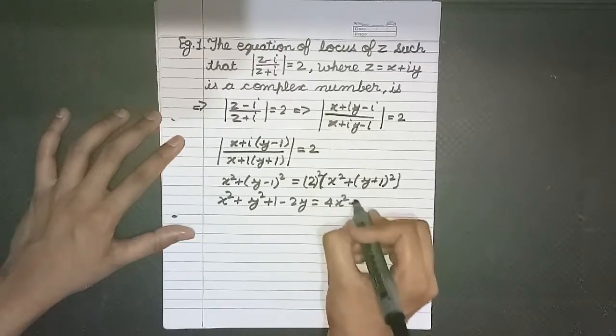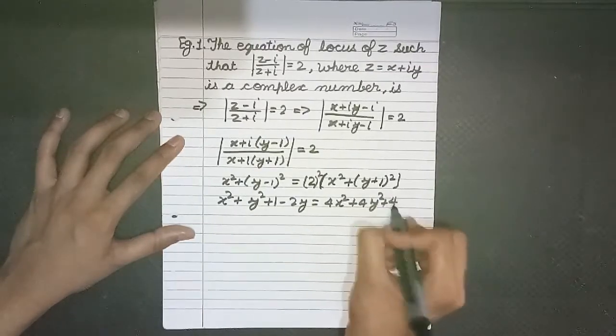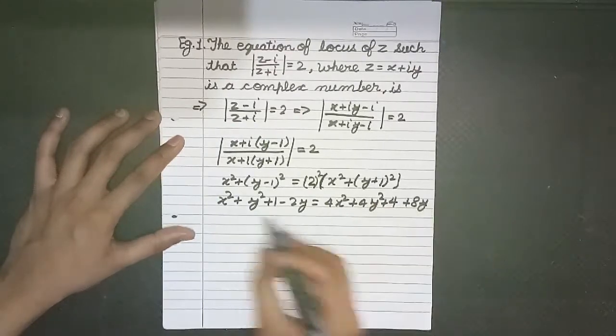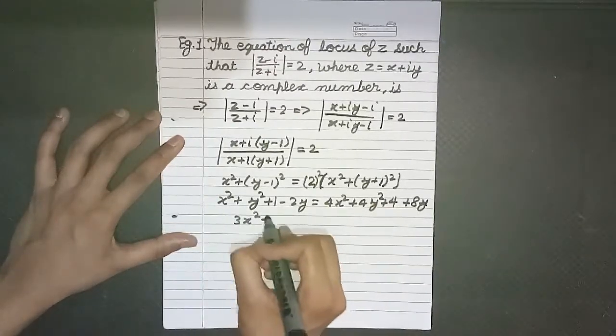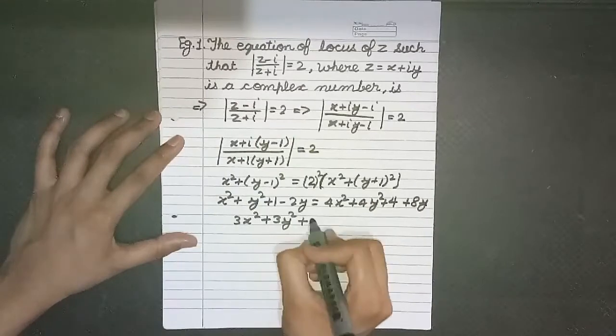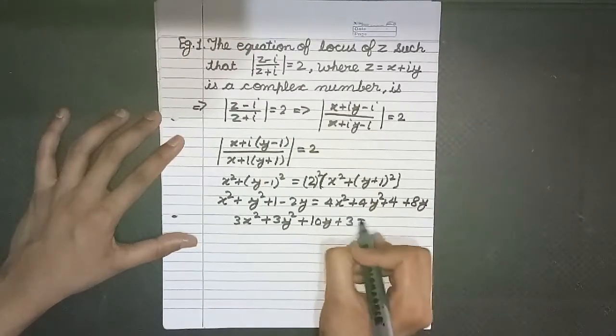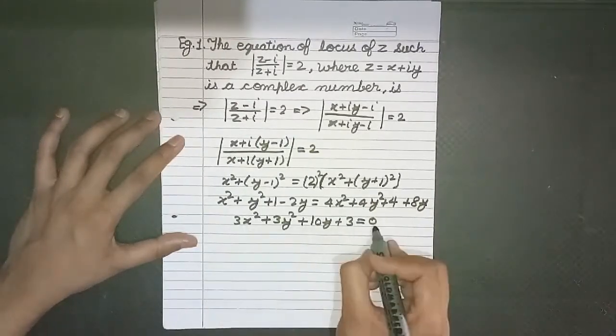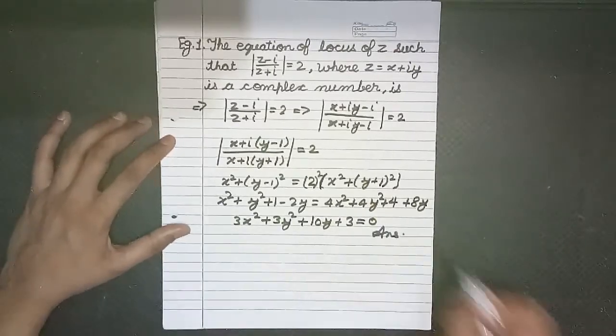This is equal to 4x² + 4y² + 4 + 8y. So 3x² + 3y² + 10y + 3 is equal to 0. So this is the locus, right?